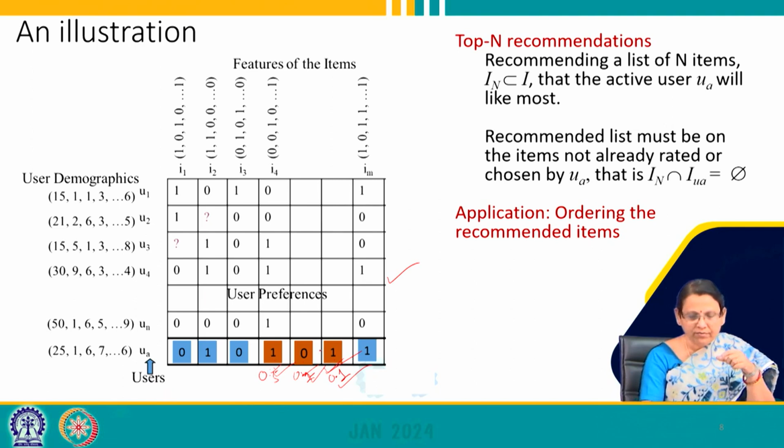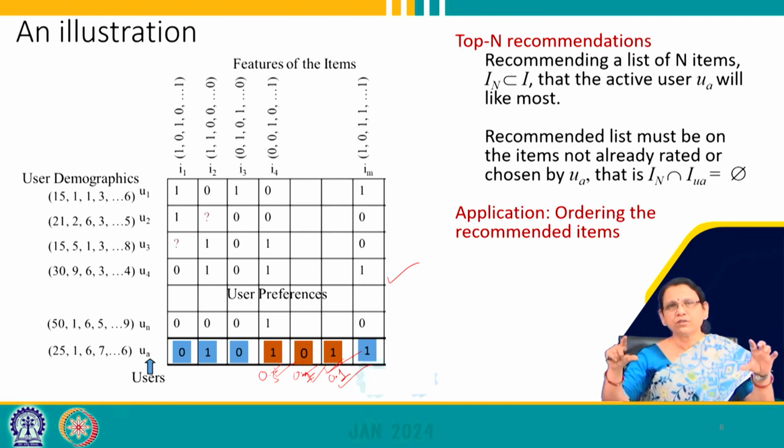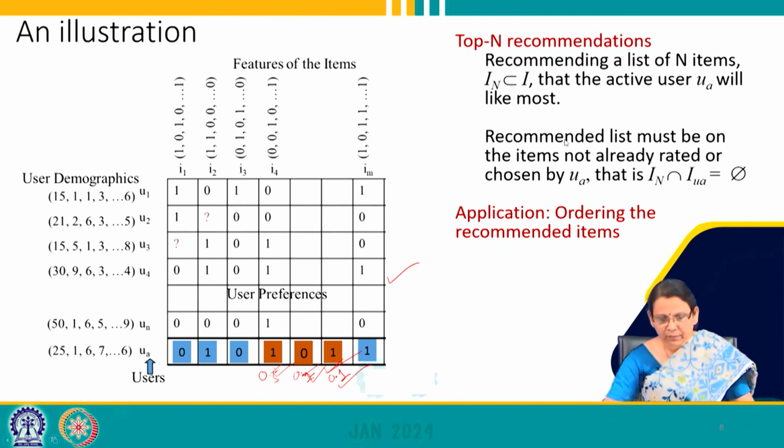For example, here we have 1 for this. Suppose there are 100 1s. On the screen you do not have those 100 spaces. So you have to somehow choose the top few which are supposed to be shown to the user. So the idea here is you have to recommend a list of n items, where n is a subset of I, that the active user UA will like most, which means you are trying to predict which items the user will like most.